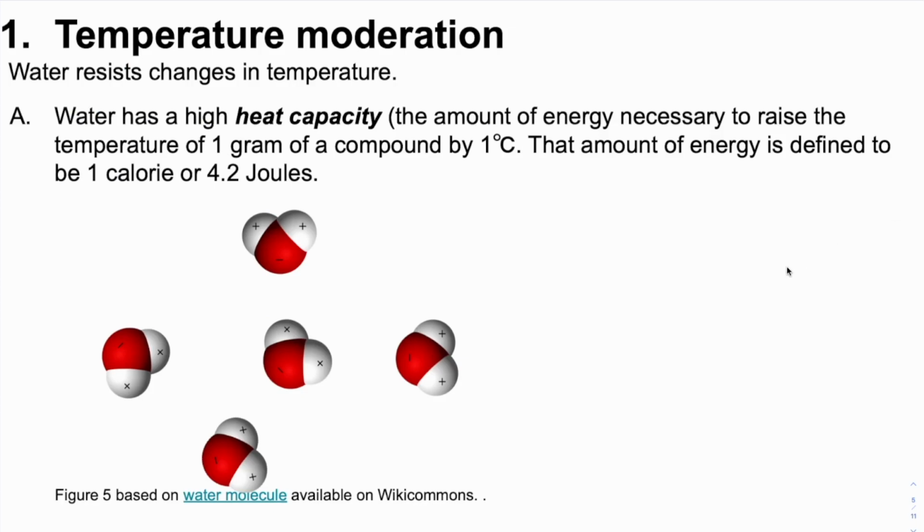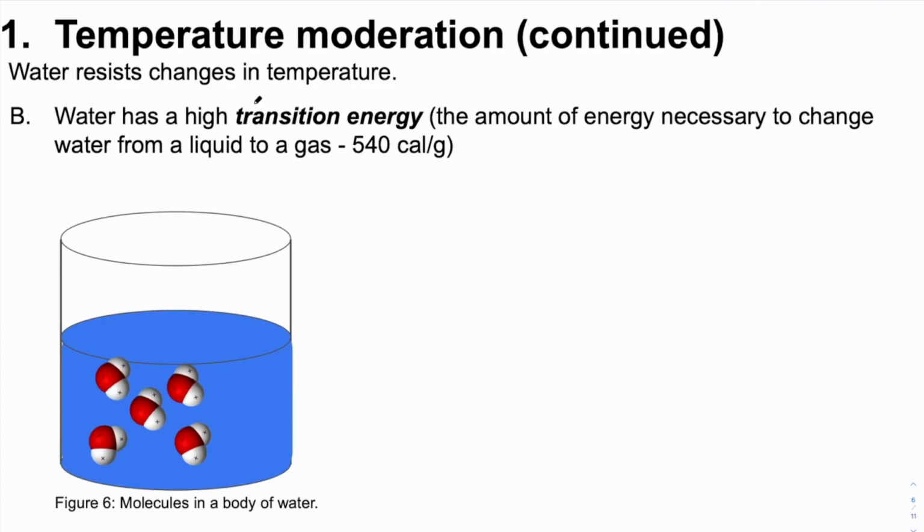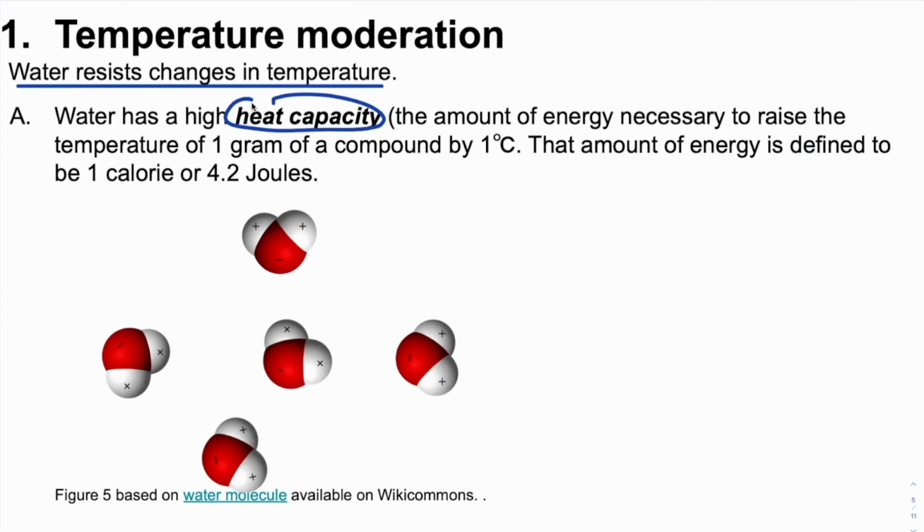When we say that water promotes temperature moderation, we mean that water resists changes in temperature, or it takes a lot of energy to change the temperature of water even a little. There are several reasons why this is the case. I will discuss only two of them: heat capacity and transition energy. Keep in mind that they all depend on water's ability to form an extensive network of hydrogen bonds.